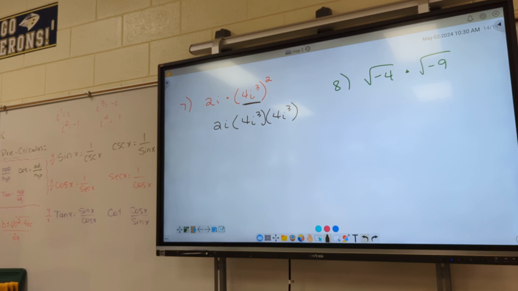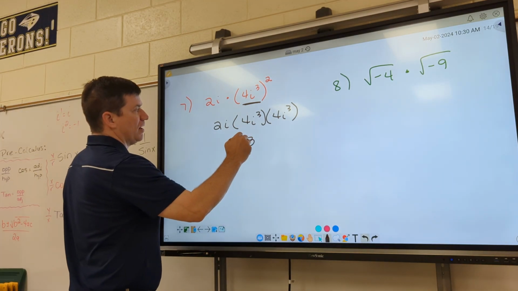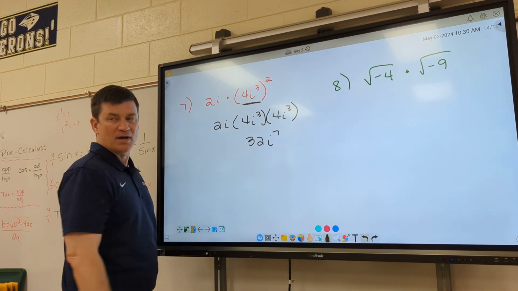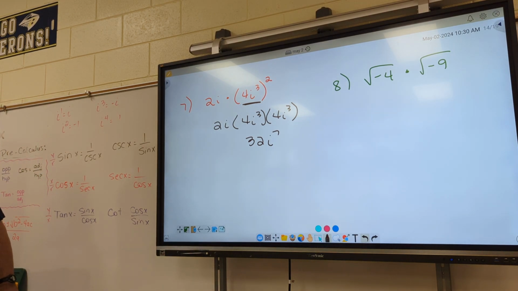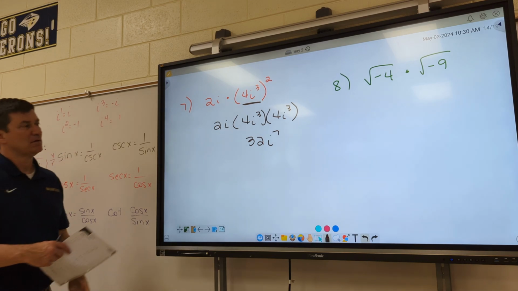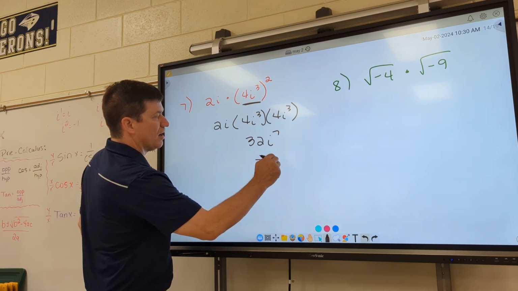Negative 32. I'm only writing the one twice. It's got a negative square 32 out beside the parentheses, so I just brought down the two i's. Alright, so now just multiply it, so we got 2 times 4 times 4. I got 32 i to the 7th. What's i to the 7th? Look up here, 1, 2, 3, 4, 5, 6, 7. So my answer is negative 32i.